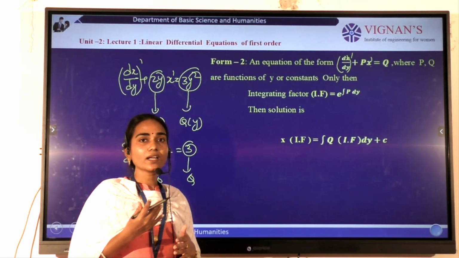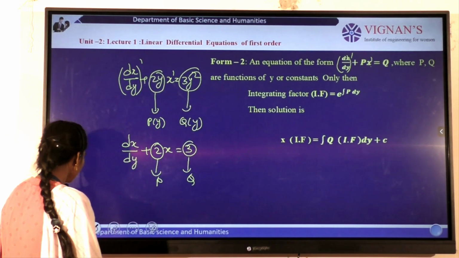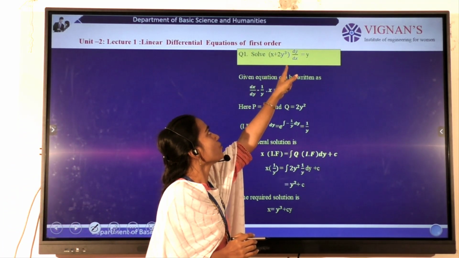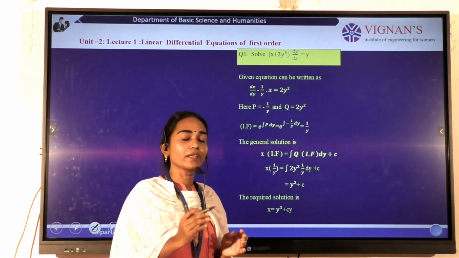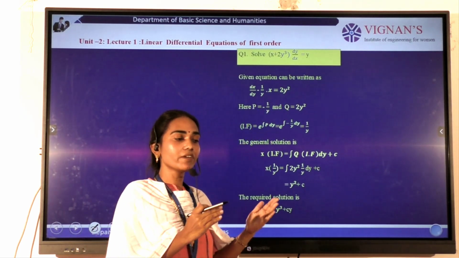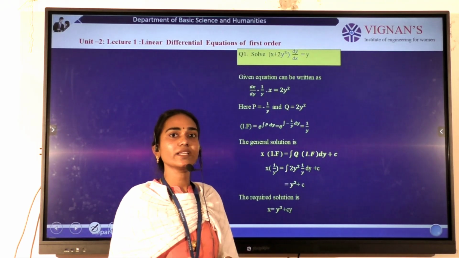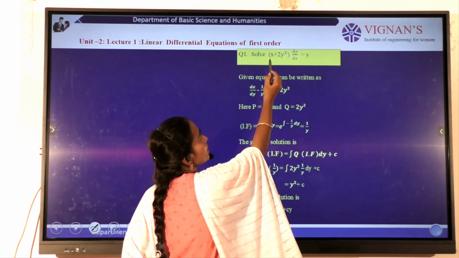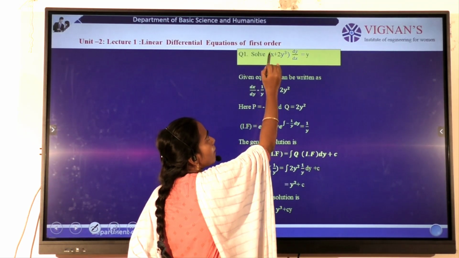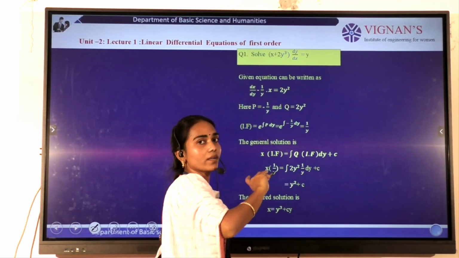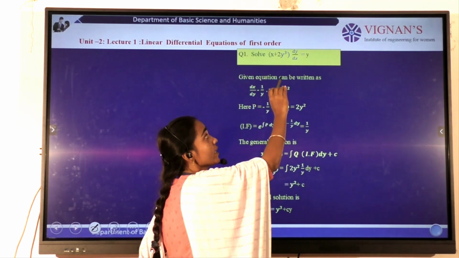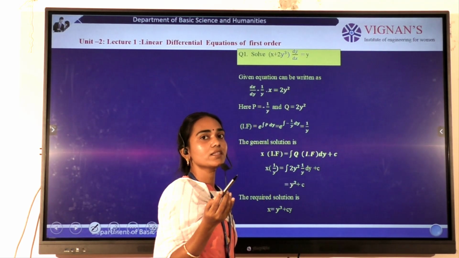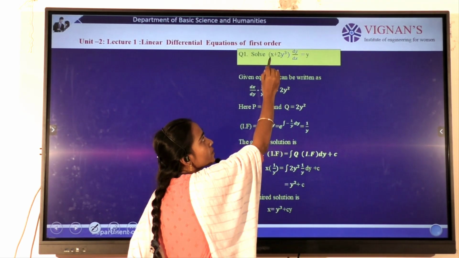Now we will have a better understanding with an example. So this is the first example. Solve x plus 2y cube dy by dx is equal to y. First we have to observe whether the given equation comes under linear in y or linear in x. For that we have to concentrate on the variables. If we observe here, x is a variable that appears only once with a degree 1. So this is a linear differential equation in x but not in y, because y and y cube appear 2 times with degree 3. So this is a linear differential equation in x.